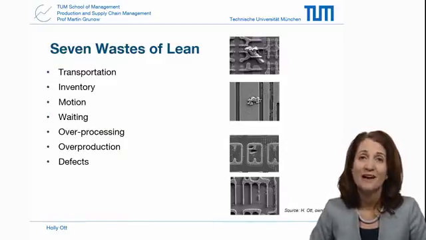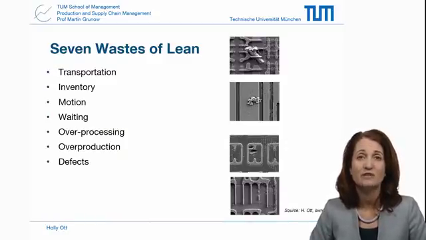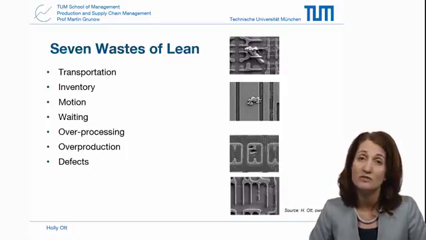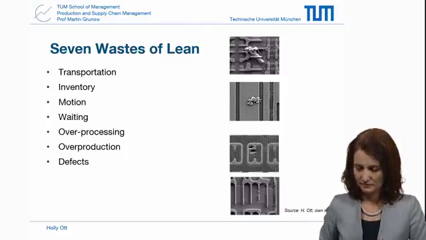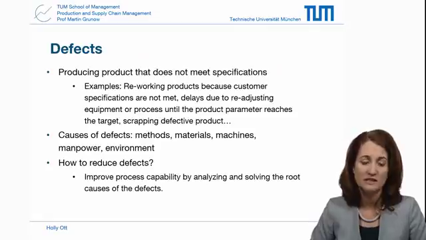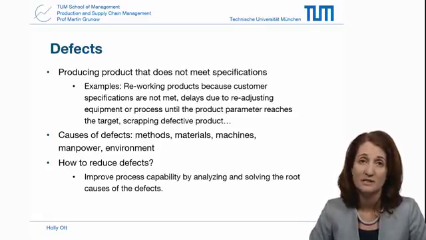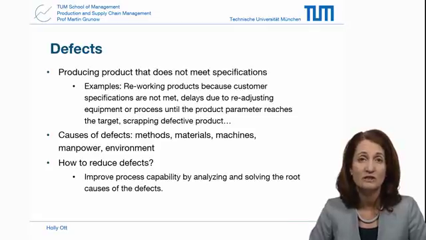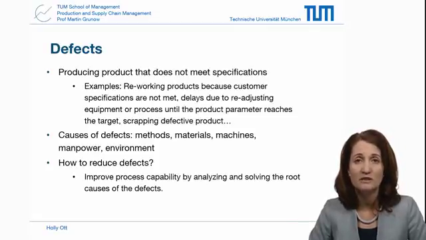And we'll start by going back to our 7 wastes of lean: transportation, inventory, motion, waiting, overprocessing, overproduction, and defects. And thus far, we've looked primarily at our production in order to reduce inventory and waiting. Now we will look more closely at our last waste, defects. Again, defects means producing product that does not meet specifications. Causes can be the methods we're using, the materials, the equipment, the operators, the environment. How can we reduce this?